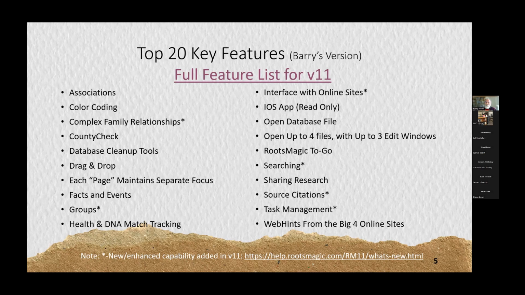They can be grouped into project folders, which can be treated like a research project. They can be searched by filtering on a variety of criteria, including containing specific text, and task filters can be saved for future reuse. And finally, you can elect to receive WebHints from any or all of the 4 big online record sites: Ancestry, FamilySearch, Find My Past, and MyHeritage.